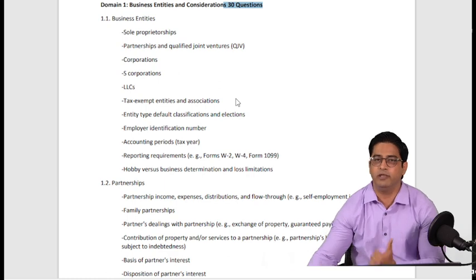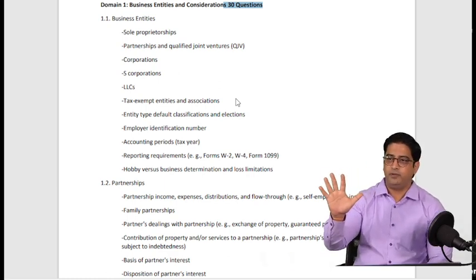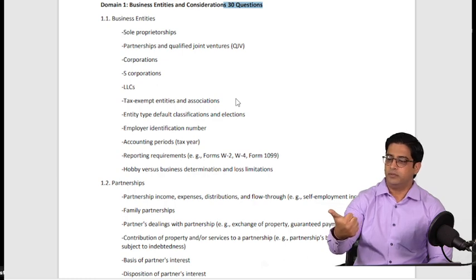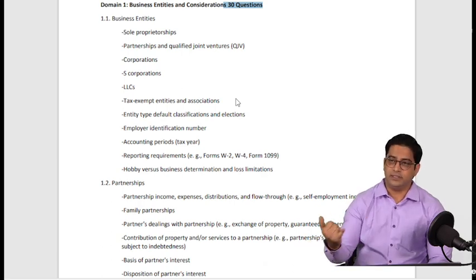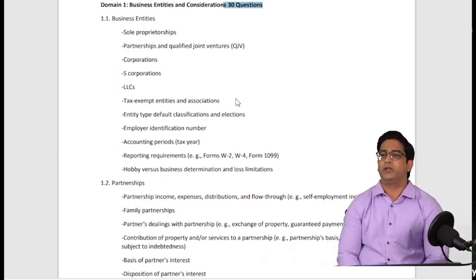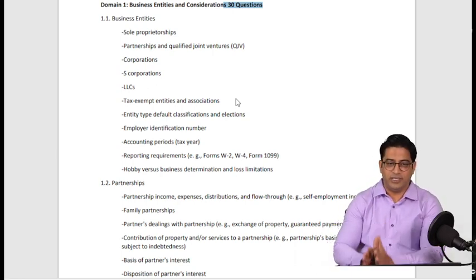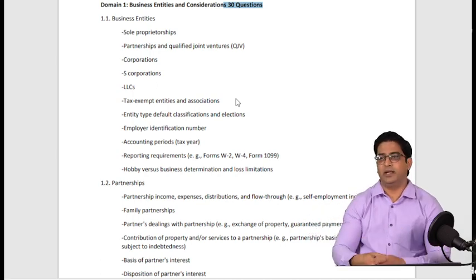All the 5 business entities. When we say business entities, remember 5. What are the 5? Sole proprietorship, partnerships, S corp, C corp, and LLCs. Limited liability, not a corporation. That is what limited liability company means. We cannot mix corporation and limited liability.